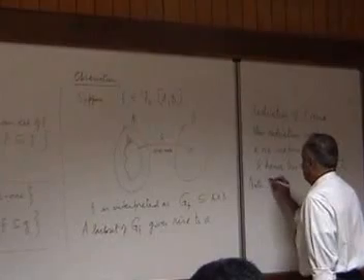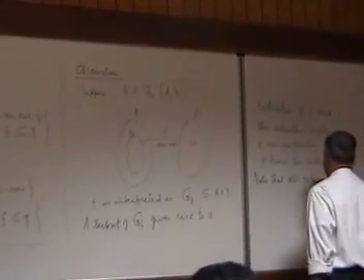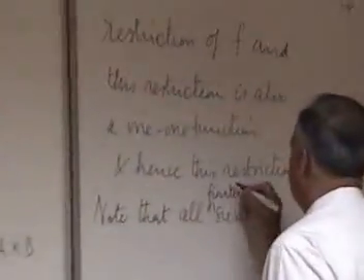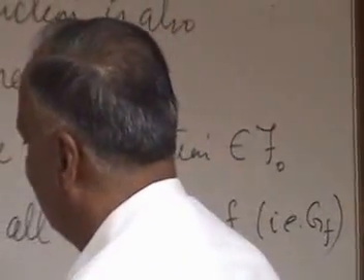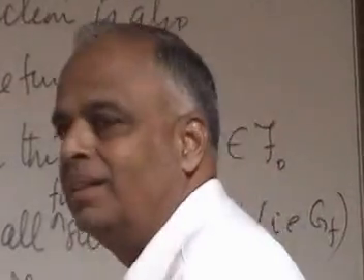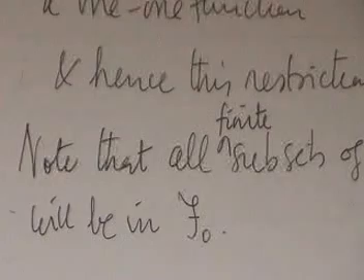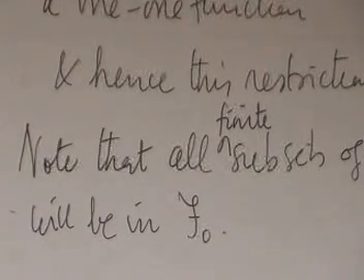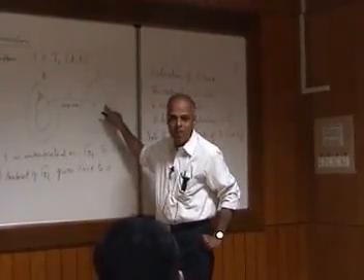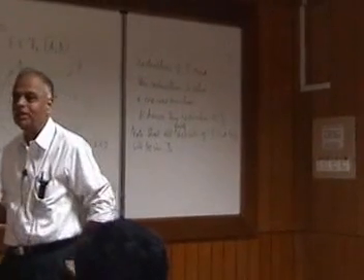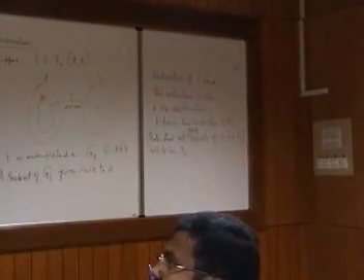Note that all subsets, all finite subsets of F, that is GF, will be there. This is one thing which I want you to know, because I am going to very specifically use the fact that all finite subsets are there. Now what does this finally boil down to? If we have a 1-1 function from this to this, take any finite subset of this and the corresponding map, that will also be a one-one function. That's all. It's a very simple thing, but it has to be stated in an abstract way for its application.